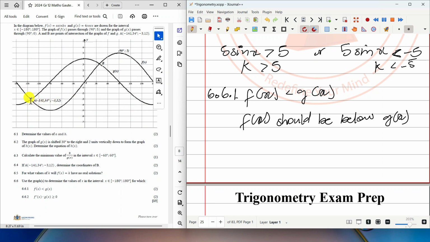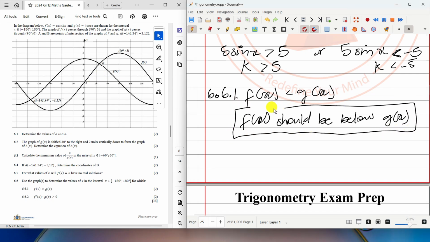So to the left of this point of intersection, let's see, f of x, can you see it? f of x is above g of x. That's not what we are looking for, so we ignore it. But to the right of this point until point B, look at this. f of x is below g of x. Do you see that? f of x is below g of x.